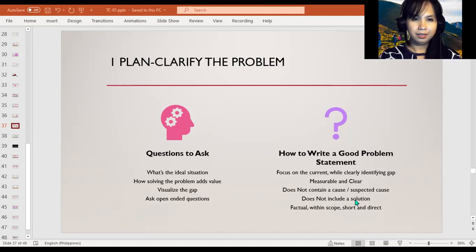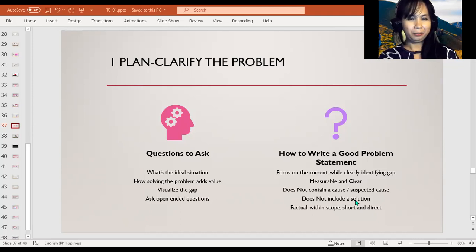And then next, we must also work to visualize the gap between the current and ideal situation using things like pictures, charts, and graphs. And then finally, while we're practicing this process of going to see, we must do our best to avoid yes or no questions, okay? Instead, we should ask open-ended questions, such as the 5W1H, which stands for what's the problem, where is it happening, when did it happen, who does it affect, why is it a problem, and how did it happen.